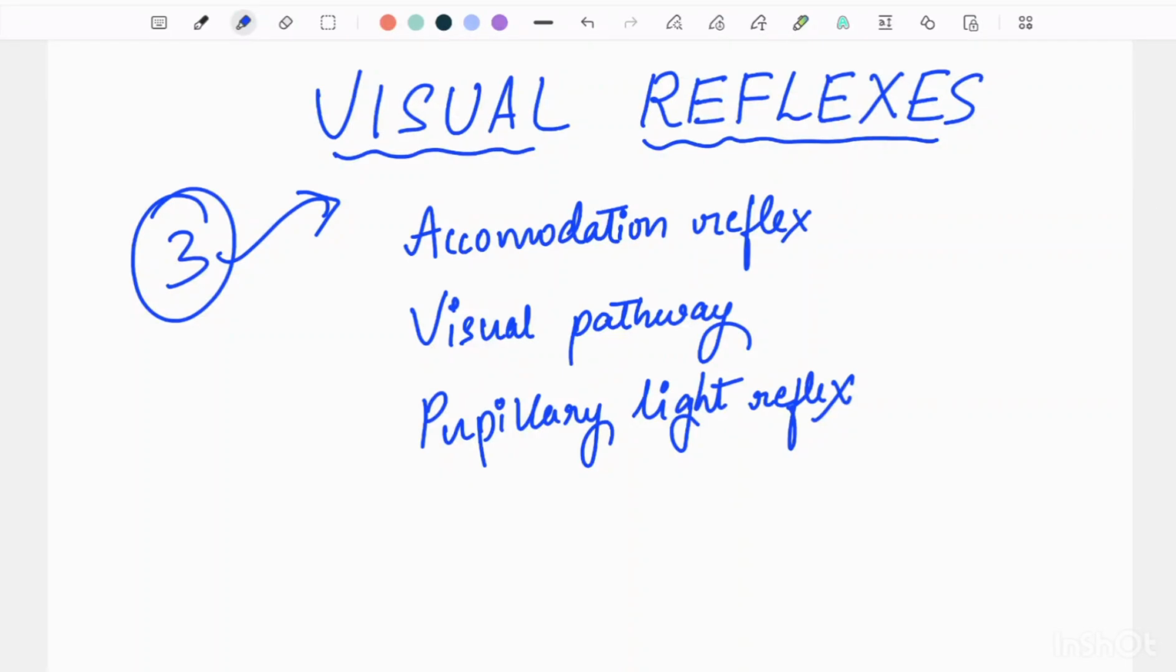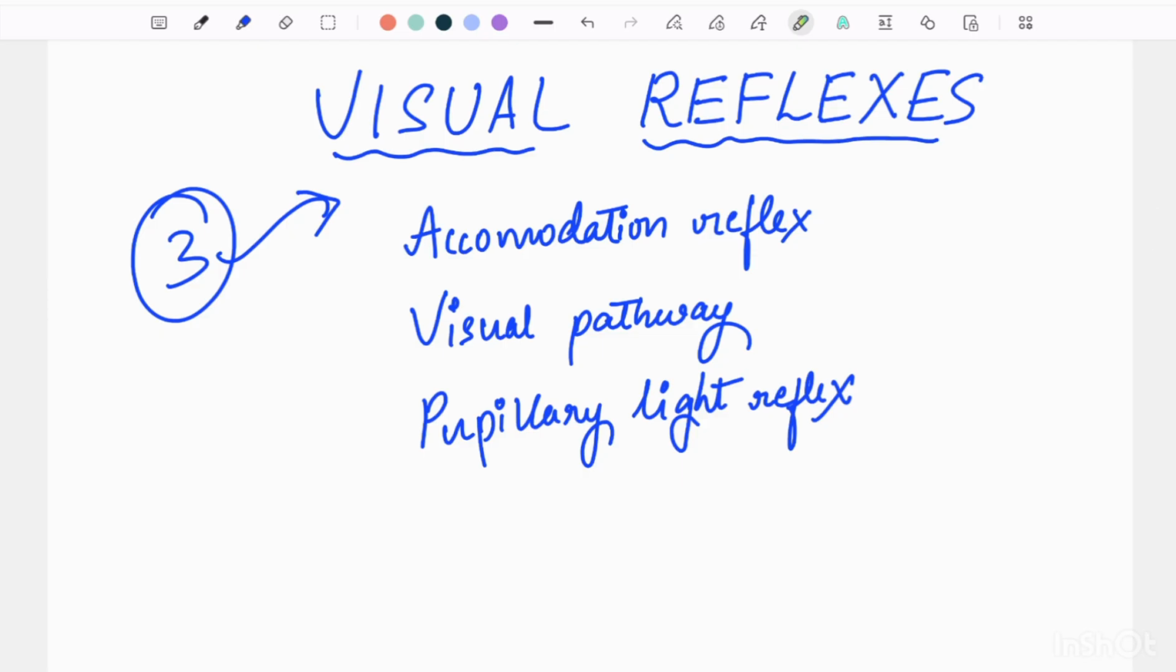Hello everyone. Today we will be discussing the visual reflexes. I will be discussing this topic under three main subtopics: accommodation reflex, visual pathway, and pupillary light reflexes. Each of them will be a separate video, so please do follow regularly.